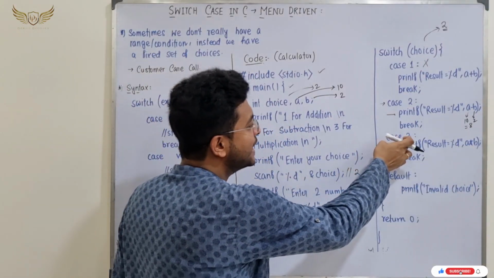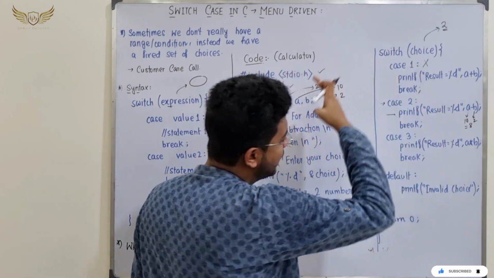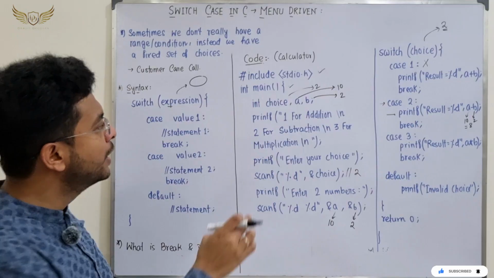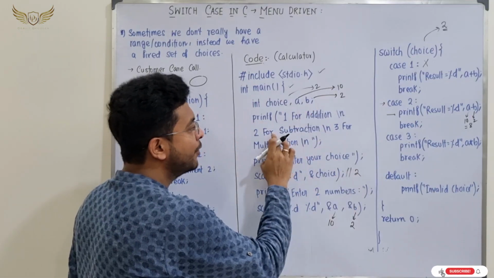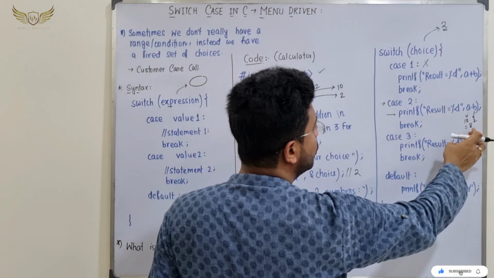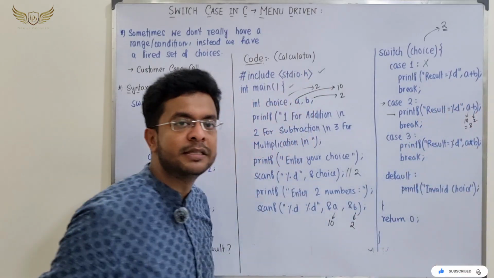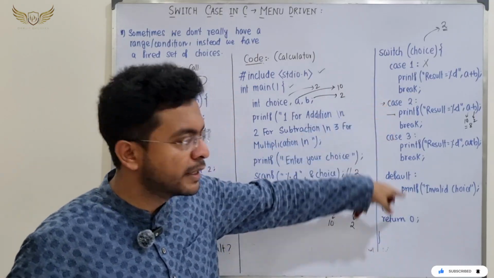Right? There was case 3 as well. After the execution of this, it will break. It will break and come out. Because they asked you what you want to do, and you said 2. That means you want to do subtraction. So subtraction is done. The output screen is showing result equals 8, which means your subtraction operation is completely performed. So you simply break, you do not go further, you come out.